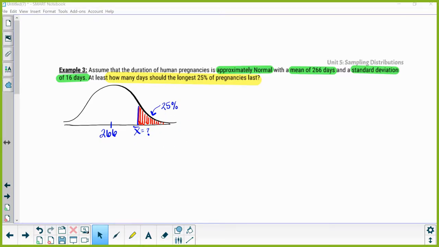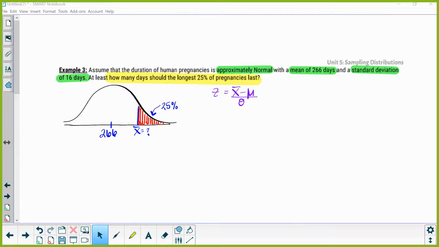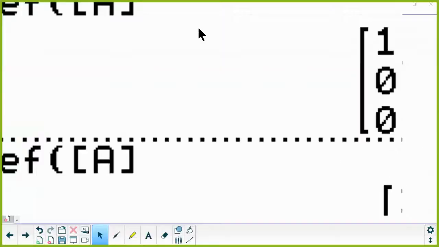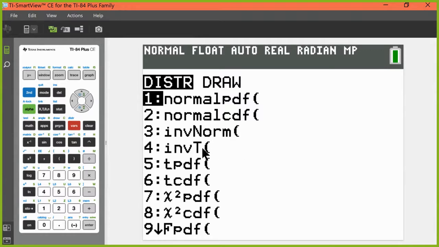So we're going to go ahead and use a feature in our calculator to do so. Something that you have to remember is our formula for z-score. Z is equal to, in this case, a sample mean minus mu over standard deviation. Now, if I've been given an area and I want a value, in your calculator, you're going to not use normal CDF. Let's open this up. Second vars, you're going to do inverse norm.